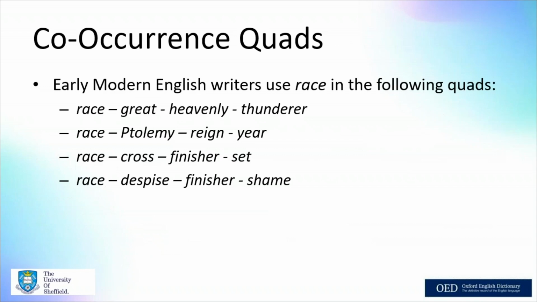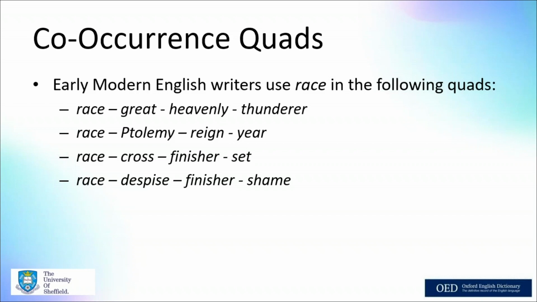The next step, which we've just started to experiment with, is co-occurrence quads. So building from trios into sets of 4 words. Again, this gives us even richer co-occurrence information, even richer discursive information. So I'm just going to give a few examples just to say that these are things that we're starting to explore much further now. So early modern English writers use the word race in the following strong quads: race, great, heavenly, thunderer; race, Ptolemy, reign, year; race, cross, finisher, set.